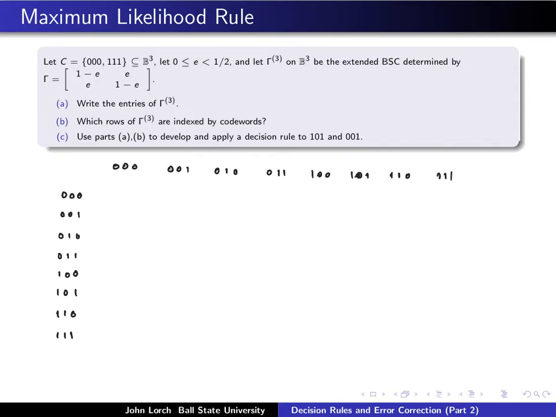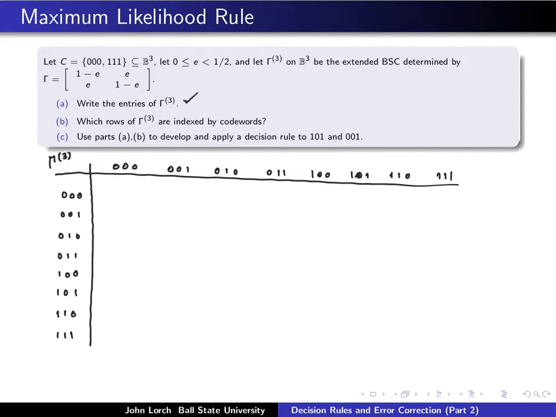All right, so there we have it. Now look, we have 8 rows and 8 columns. So this matrix, gamma 3, is going to have 64 entries. Now it says to write the entries of gamma 3. We are not going to write all of them. We're just going to write some of them.